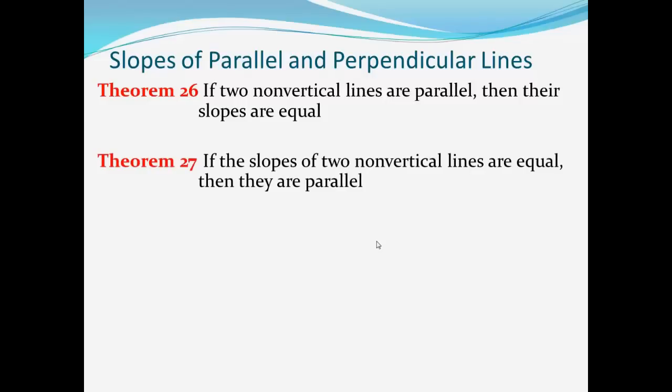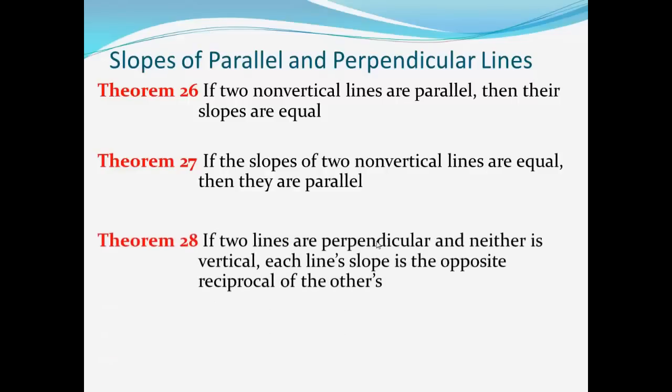And you can use the opposite of that because this theorem, actually we split it into two, but it works both ways. So if the slopes of two non-vertical lines are equal, then they are parallel. Remember, you can't always reverse theorems, but sometimes you can. So we write it as two separate theorems. Okay, so that's parallel lines.